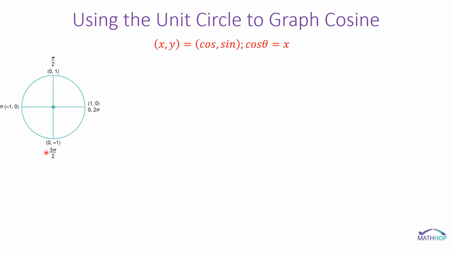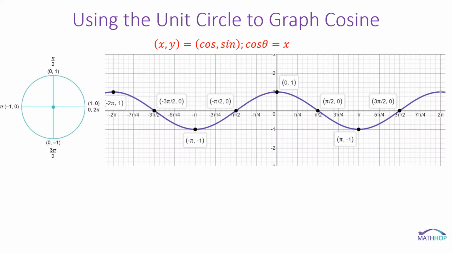Now, if you don't remember why this is, go back and watch the sine and cosine values of any angle. Let's look at a more detailed graph of the cosine function with the points labeled. And let's go around the circle. Starting at 0 degrees or 0 radians, we have the point (1, 0). The x-coordinate is 1. Therefore, the cosine value at 0 radians is 1. The graph starts up at 1 here.